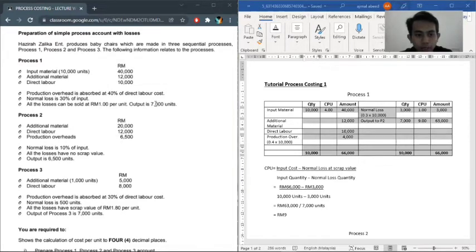Output is 7,000 units. At the credit side, we put normal loss, 30% times 10,000. We get 3,000 as the quantity, times the CPU of 1 ringgit, and we get 3,000. To calculate the CPU for the output: input cost minus normal loss at scrap value, divided by input quantity minus normal loss quantity, and we get 9 ringgit. The 9 ringgit CPU times the quantity of 7,000 gives us 63,000 as the amount.